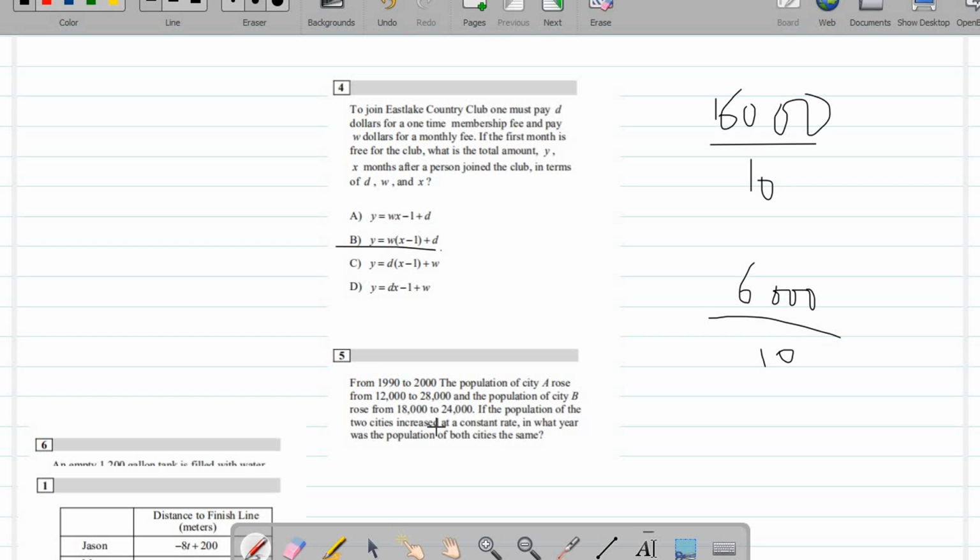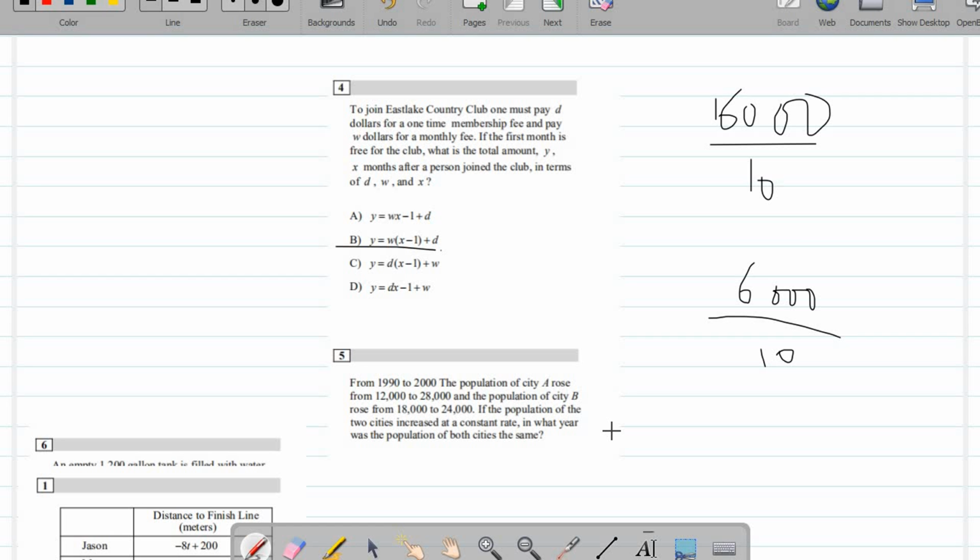So if the population of two cities increased at a constant rate, in what year was the population of both cities the same?